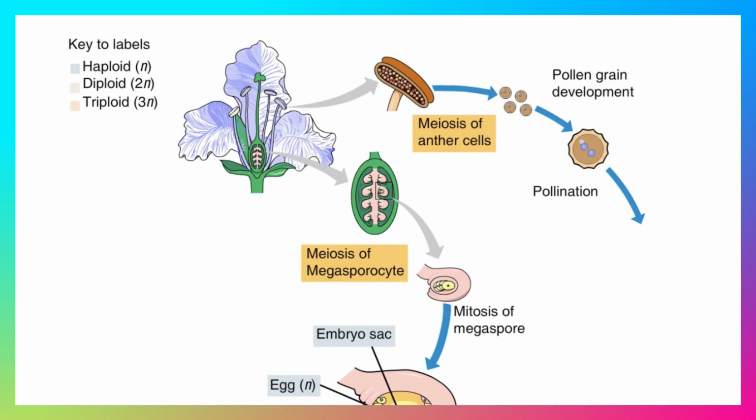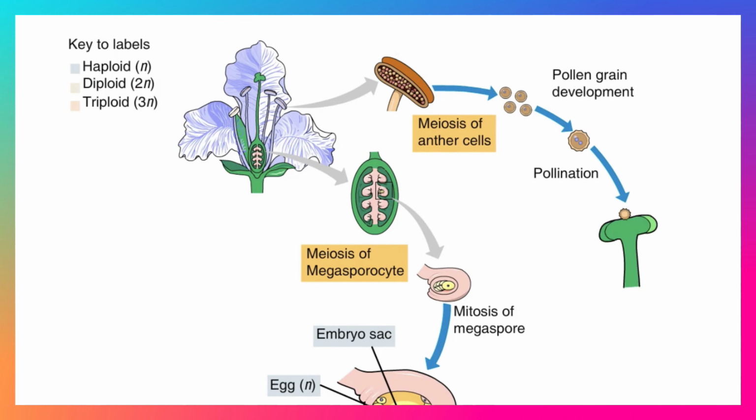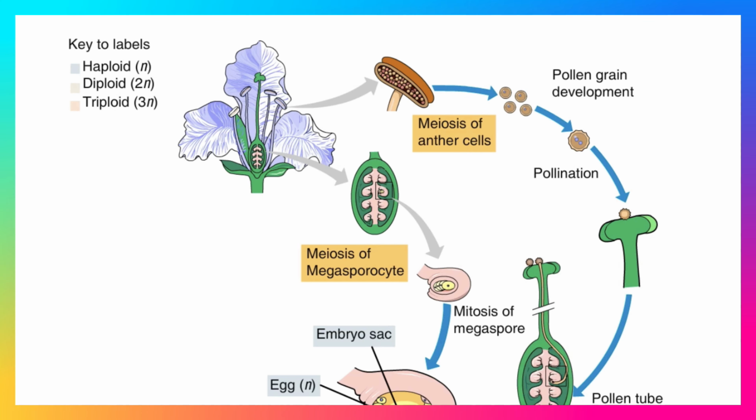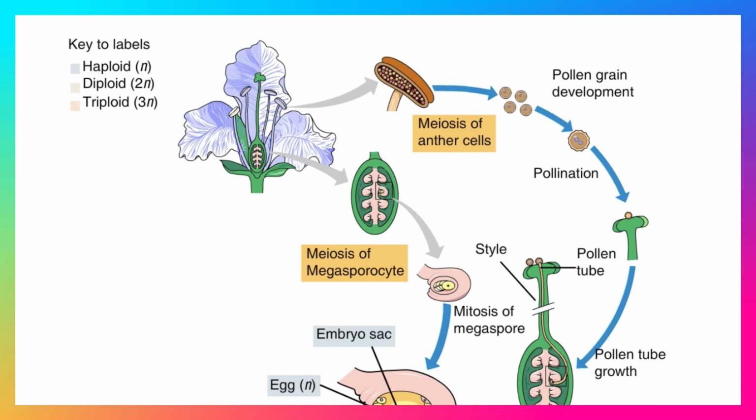Pollen grains are transferred by wind, water, or an animal to a sticky stigma in a flower of the same plant or another individual of the same species. After a pollen grain lands on the stigma, it forms a pollen tube that elongates downward through the style into the ovary. 2 sperm nuclei, N, form inside the pollen tube.